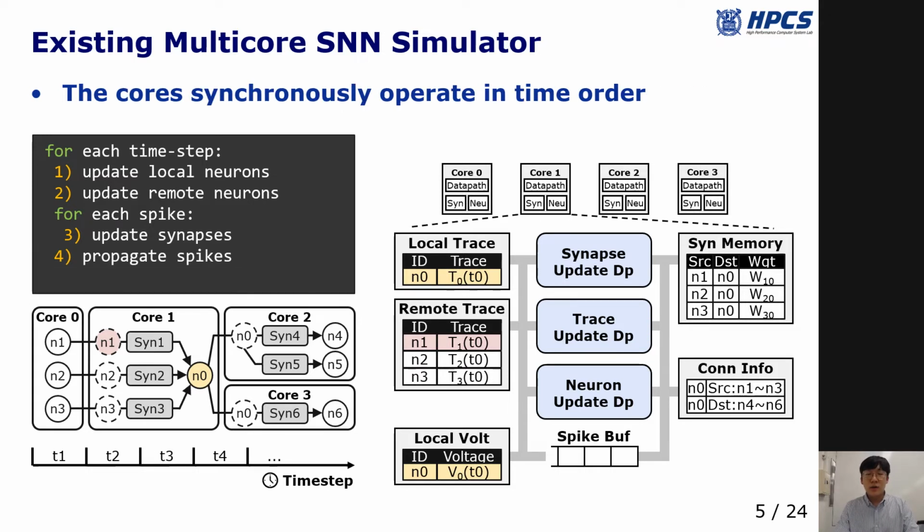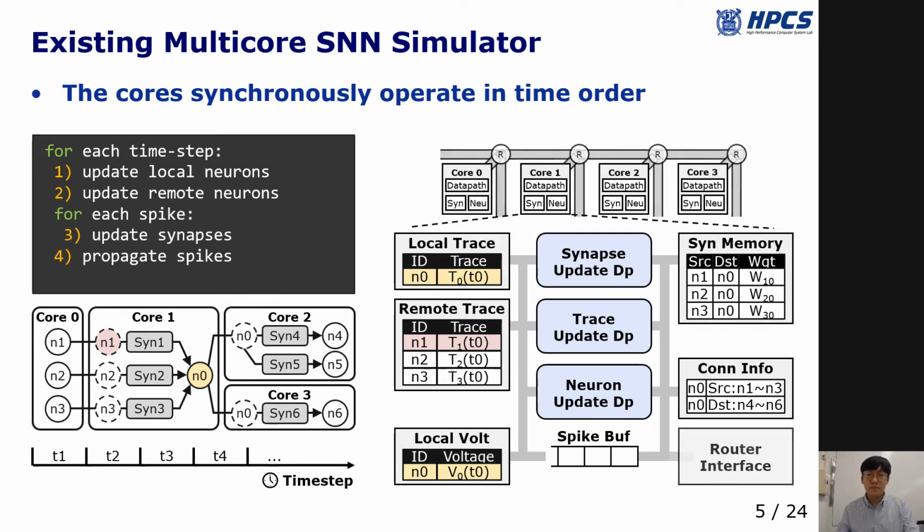Aside from the neuron and synapse update, the multi-core simulator requires two additional stages to ensure proper communication. The first one is the spike propagation stage. In some cases, a neuron needs to transfer spikes across different cores. Therefore, the multi-core simulator connects the cores using an interconnection network, and then it performs spike propagation via core-to-core communication.